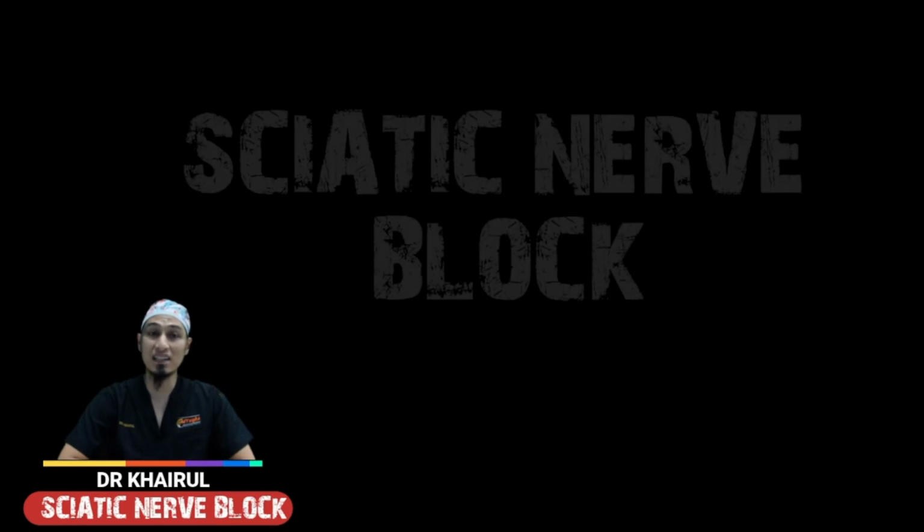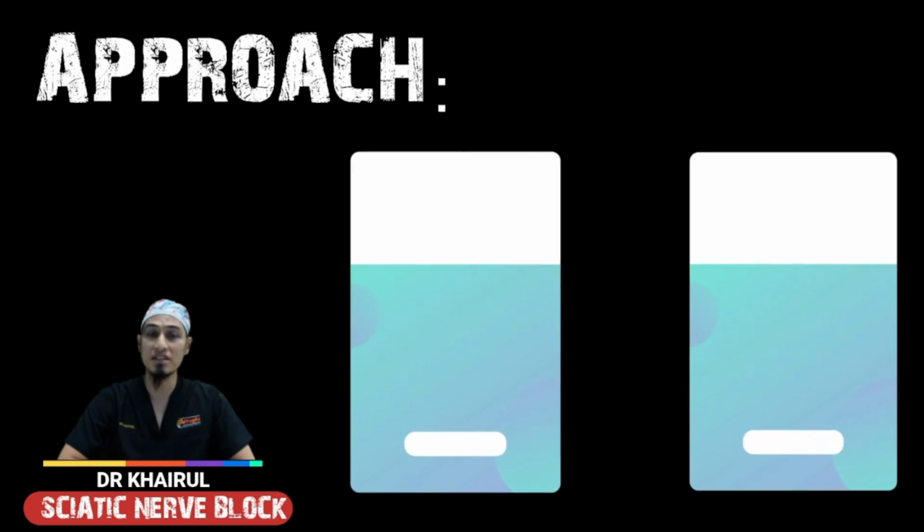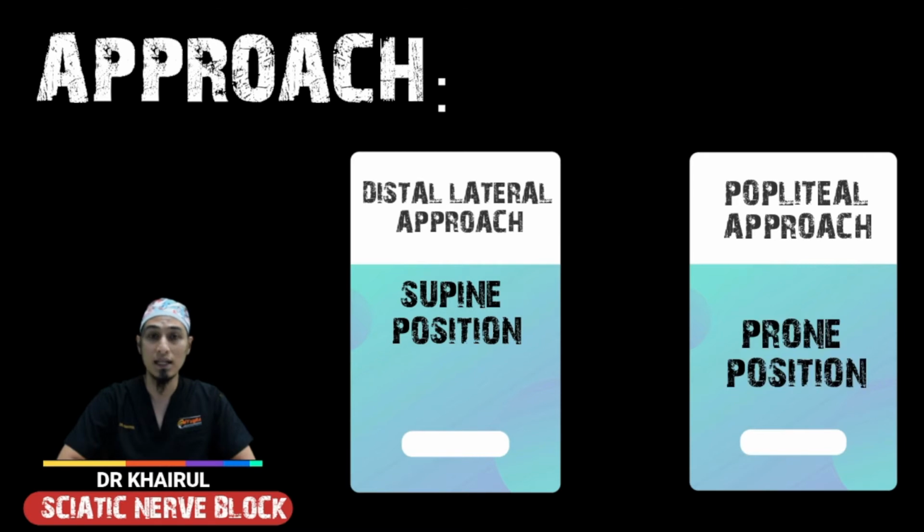Assalamualaikum and hi everyone. In this video, we are going to show you how to perform the distal lateral approach to sciatic nerve block. What are the similarities and differences between distal lateral and popliteal approach? Both these approaches have the same block coverage and similar location of block point. However, the differences are the needle insertion site and patient's position.